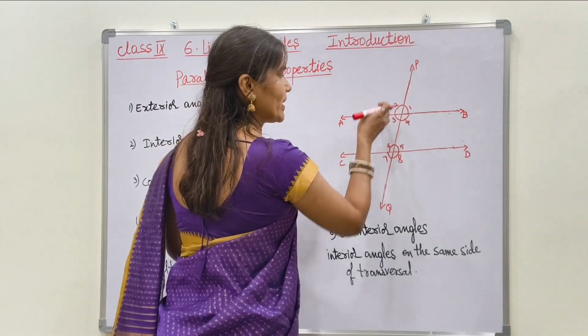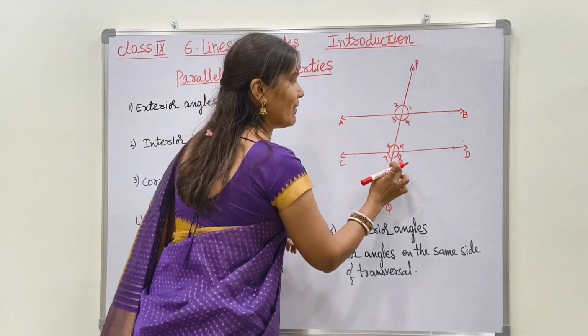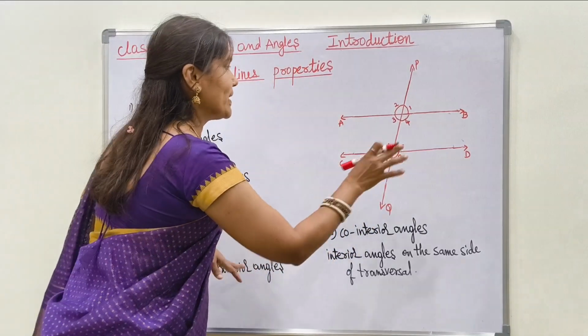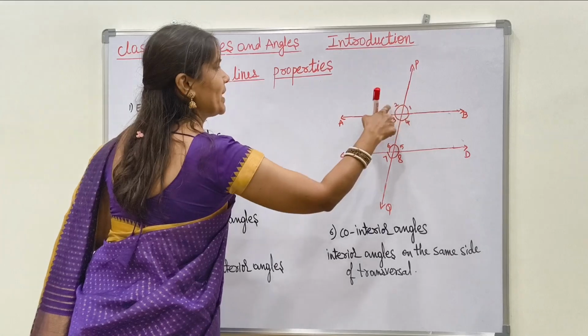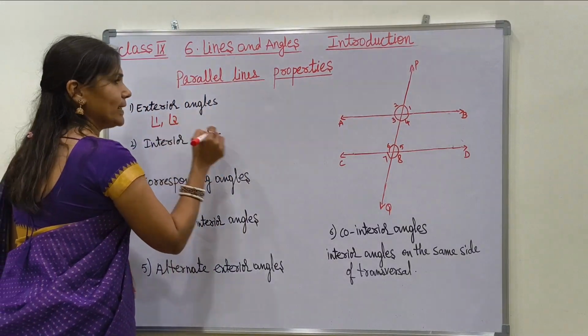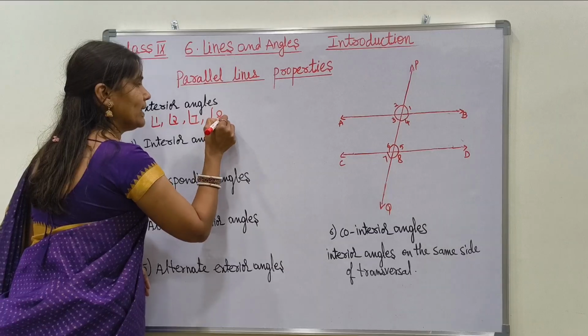So what are the exterior angles? Exterior angles means outside angles. What are the exterior angles? 1, 2, 7, 8. These 4 are the exterior angles. Right, what are the exterior angles? Angle 1, next angle 2, next outside angle 7, next angle 8.